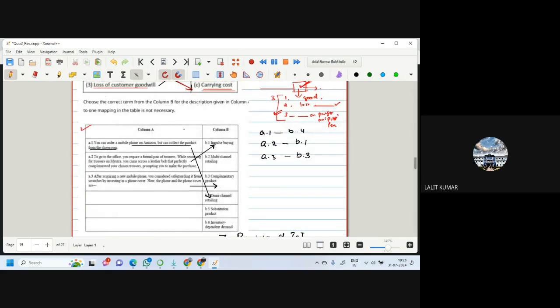Second, you can order a mobile phone on Amazon, but collect the product from the showroom. So it is omni-channel retailing. Second, you go to the office, you require a formal pair of trousers. While searching for trousers on Myntra, you come across a leather belt, you purchase that. So that is impulsive buying. After acquiring a new mobile phone, you want to safeguard it from scratches, you purchase a phone cover. So it's a complementary product.